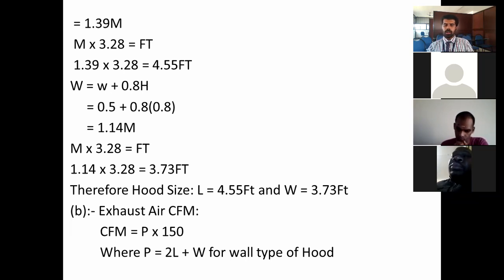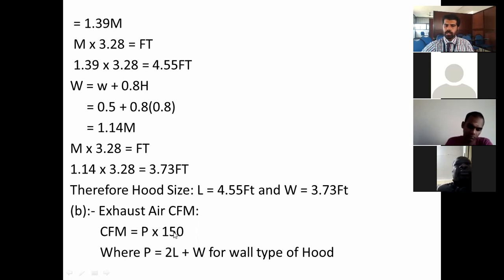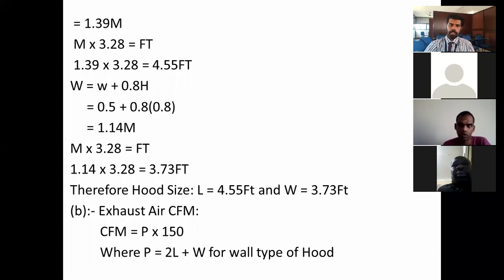Okay. So in the SMACNA method, we have taken this question as a medium cooking range, right? We have assumed a wall type cook as well as medium cooking. So if it's a medium cooking, find the perimeter and multiply with 150, where P is equal to 2L plus W. I think the width has been placed on the wall. So they have chosen this formula, 2L plus W.